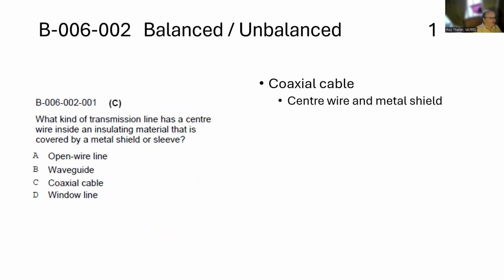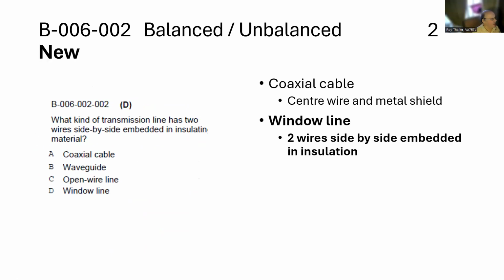Now we get into balanced and unbalanced systems. What kind of transmission line has a center wire inside an insulating material, which is covered by a metal shield or sleeve? That would be a coaxial cable. So C is the correct answer. A new question: what kind of transmission line has two wires side by side embedded in insulating material? That would be D. That would be known as a window line.